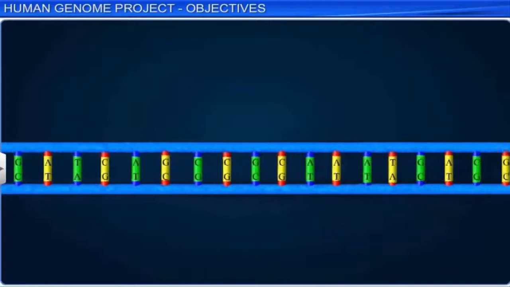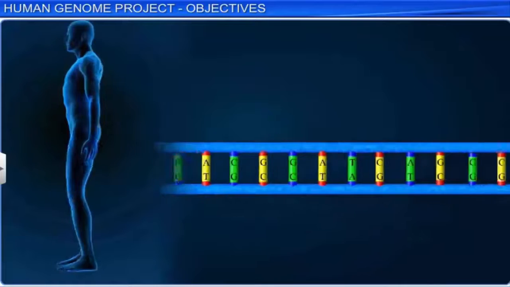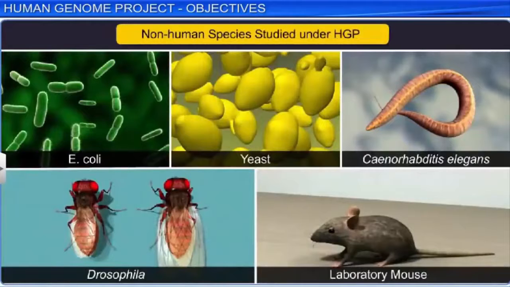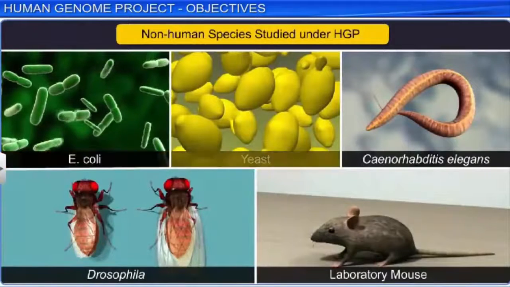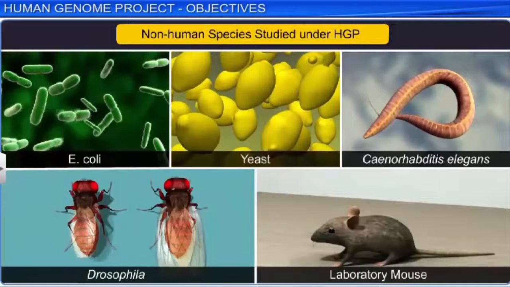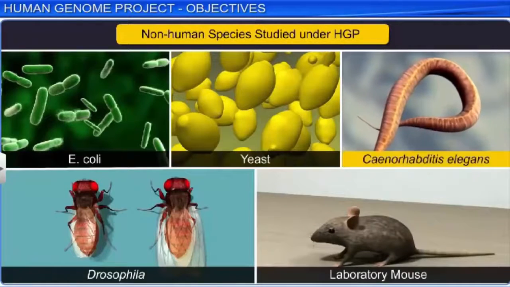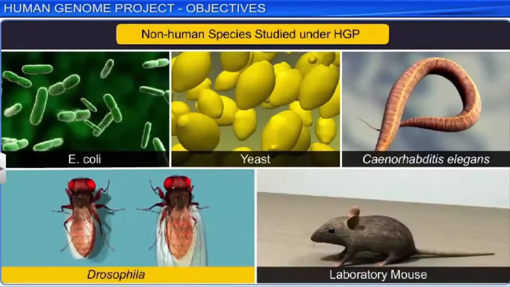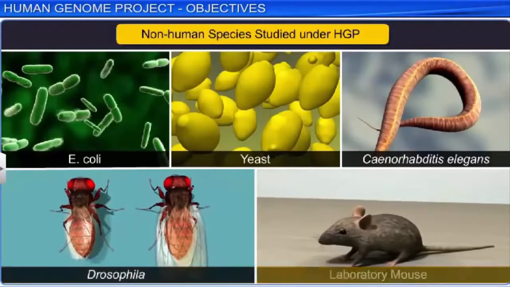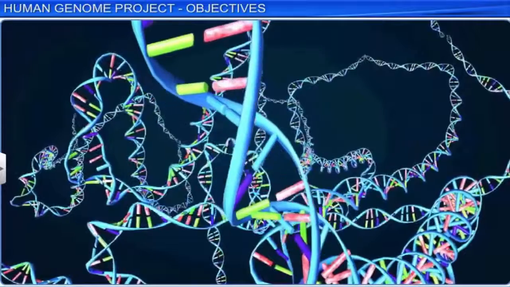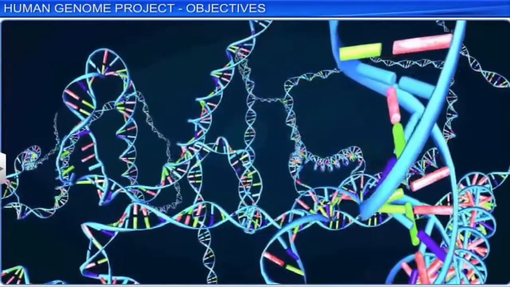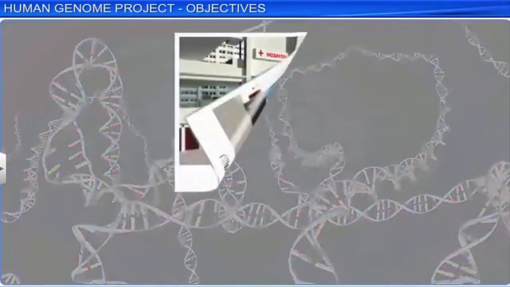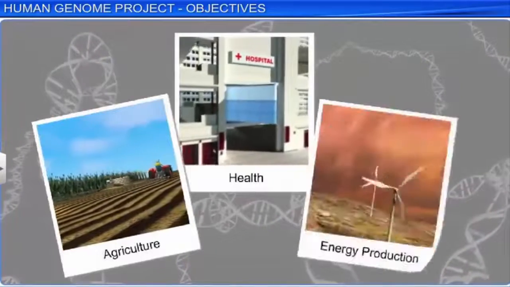Although the HGP had aimed to understand the genetic makeup of the human species, it also focused on several other non-human species such as the bacterium E. coli, yeast, a free-living non-pathogenic nematode called Caenorhabditis elegans, a fruit fly called Drosophila, and the laboratory mouse. Learning about non-human DNA sequences can lead to a further understanding of their natural capacities and traits, which may offer solutions in various sectors such as health, agriculture, and energy production.